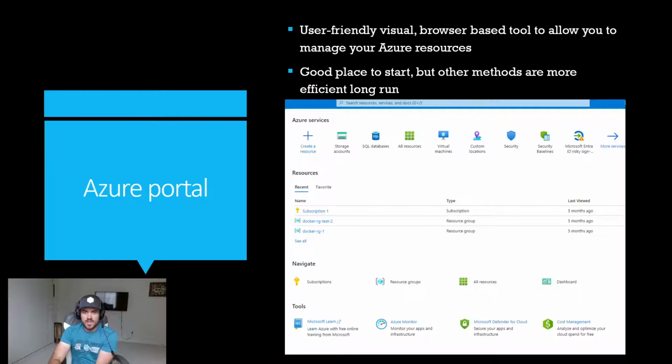So the most user-friendly way to interact with Azure is to use the portal. And it's just a web interface, right? You go to portal.azure.com, and it's a user-friendly visual browser-based tool that allows you to browse and manage and add and remove and whatever you need to do with your Azure resources. It's a good place to start, but in reality, you're going to want to use other methods to be more efficient, especially on larger and more complex architectures. So this is just a screenshot of what the home dashboard of your Azure portal is going to look like. All right.